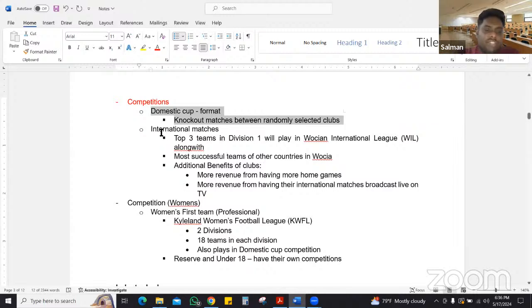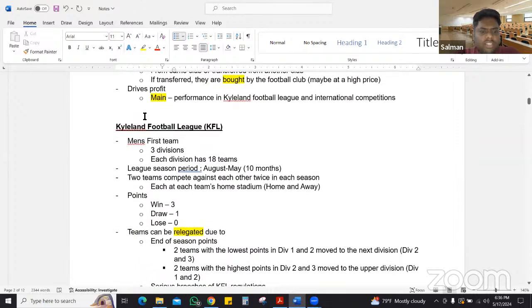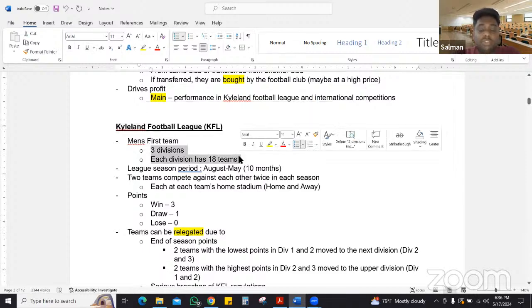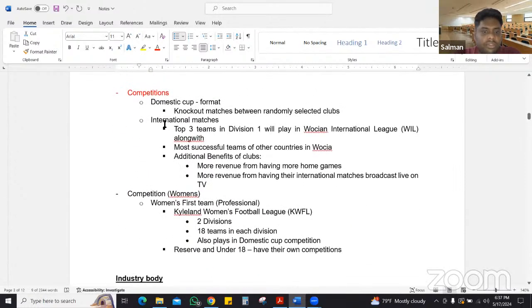But when it comes to international matches, the top 3 teams in Division 1 will play in the Wokian International League. Now we discussed that in the Thailand Football League, Thailand is the country, this is the domestic league. There are 3 divisions where each division has 18 teams, total of 54 teams. If you look at the international matches, the top 3 teams in Division 1 in the Thailand Football League will be elected to play in the Wokian International League.